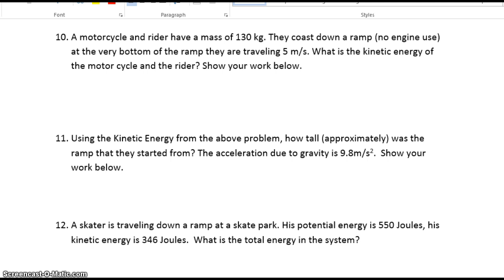Show your work below. So what we need to do is find the formula for kinetic energy. You'll see something that says E sub K, and that's the formula for kinetic energy. What you're going to do is take 1/2 times the mass times the velocity squared, and that's going to get you your kinetic energy. So let's think about our units. The mass is 130 kg, so go ahead and underline that. And the velocity is 5 meters per second. So you're going to take 0.5 times 130 times 5 times 5 to show your answer.